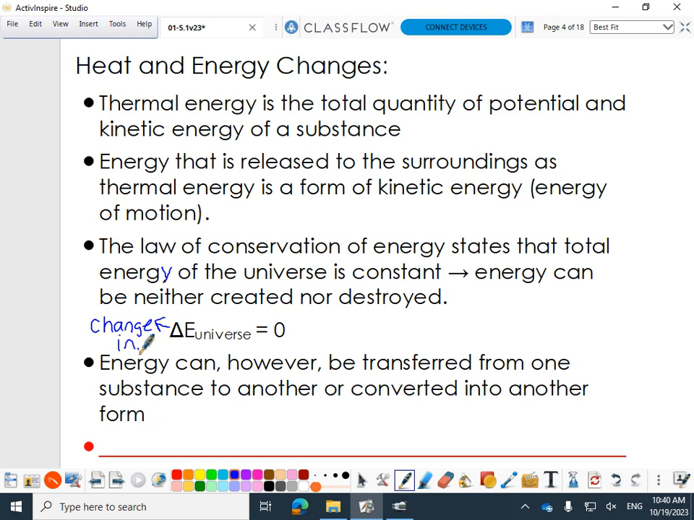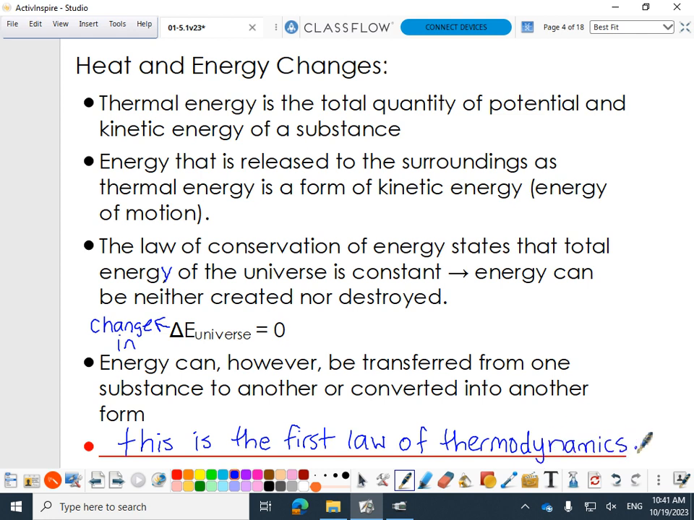So the transfer of energy from one substance to another is called the first law of thermodynamics or thermochemistry. And there are all kinds of laws, like Newton's laws of motion. For every action, there's an opposite but equal reaction.